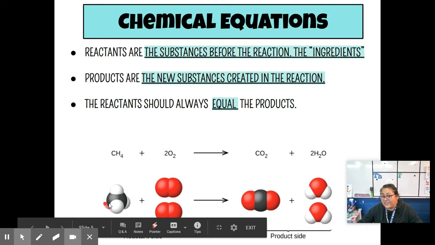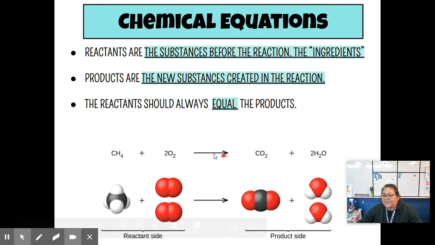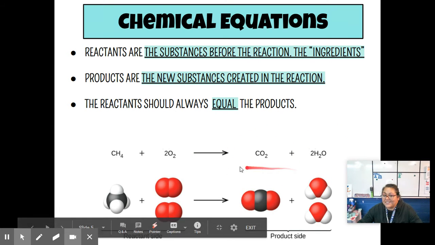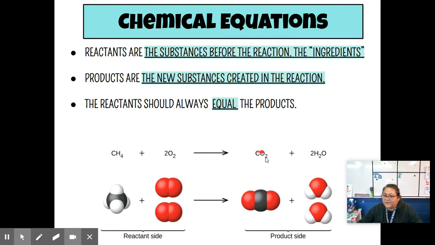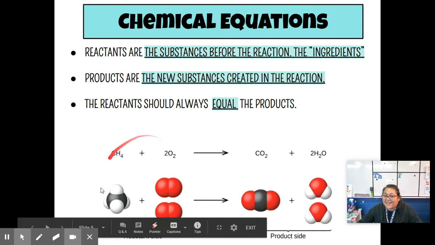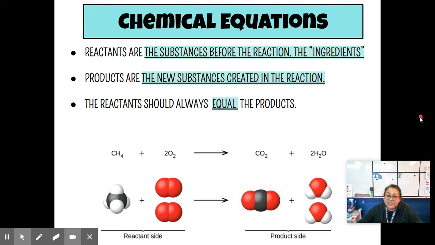I can see it visually, then even though a chemical reaction is going to take place and I'm going to make new substances, I still should have 1 carbon, 4 hydrogen, 2 times 2 is 4, 4 hydrogen, and 4 oxygen, 2 of them are there, the other 2 are here. As long as this side always equals what's on this side, then it is a balanced equation that is observing the law of conservation of mass.